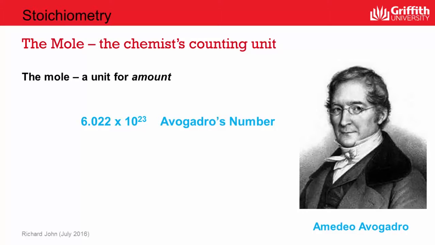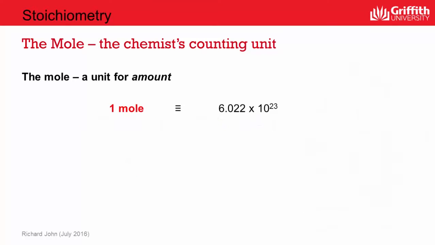6.022 by 10 to the 23 is such an important number in chemistry, it's given its own name. It's called Avogadro's number, and it's named after Amedeo Avogadro, who was important in developing the concepts of quantifying the amounts of atoms, molecules and ions. And it has its own symbol as well, N_A. 6.022 by 10 to the 23, Avogadro's number. We really need to commit this to memory to 4 significant figures, 6.022 by 10 to the 23. So 1 mole of anything equals 6.022 by 10 to the 23 objects.